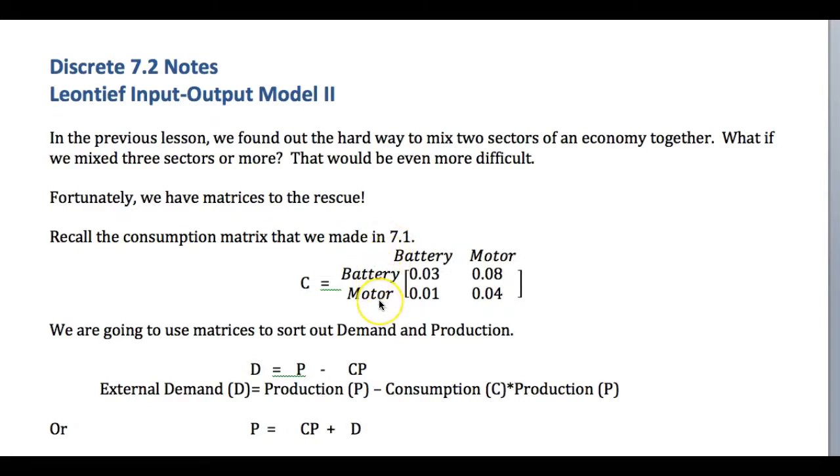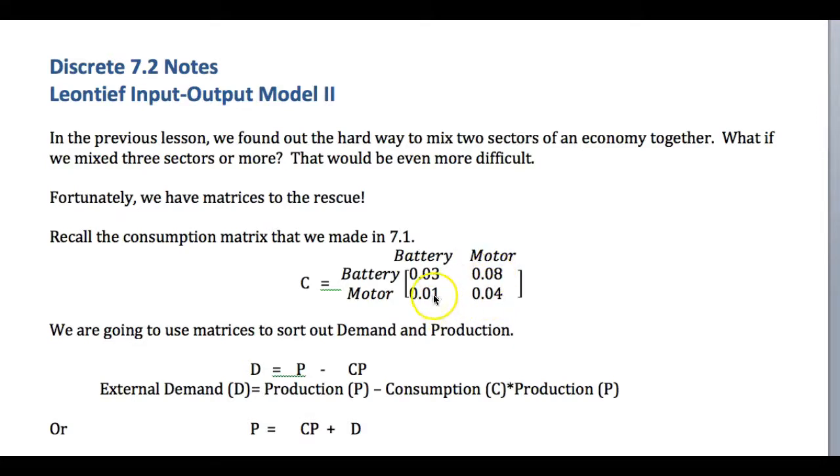What this meant was that we had a two-sector economy, batteries and motors. So from the batteries to the batteries, we're going to take 0.03 of the battery production and keep it inside the battery company. Now this number here is a little weird. Well, let's go to this one here. This would be 4% of the motors from the motor company would stay in the motor company.